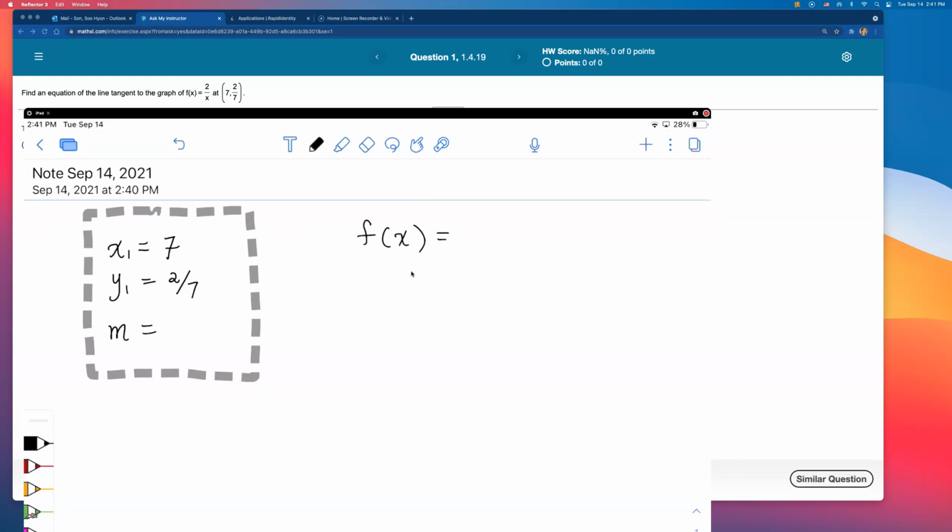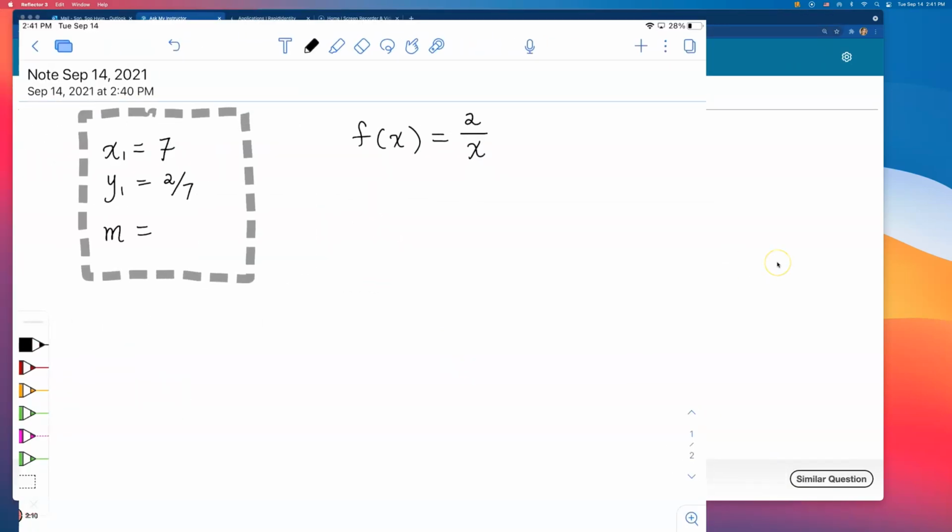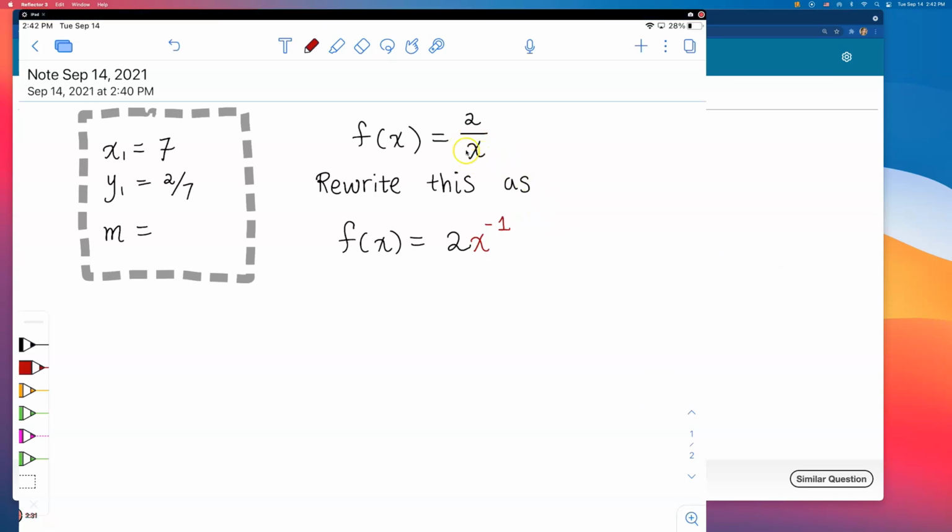Notice that f of x is 2 over x. But I want to be able to use the power rule on this. So what I will do is I will rewrite this as f of x equals 2 times x to the negative first power. Okay, so whenever you have an x in the bottom of the fraction, you can get it out. In the bottom of the fraction, it had an exponent of positive 1. So just write it next to the 2 out of the bottom with the negative exponent.